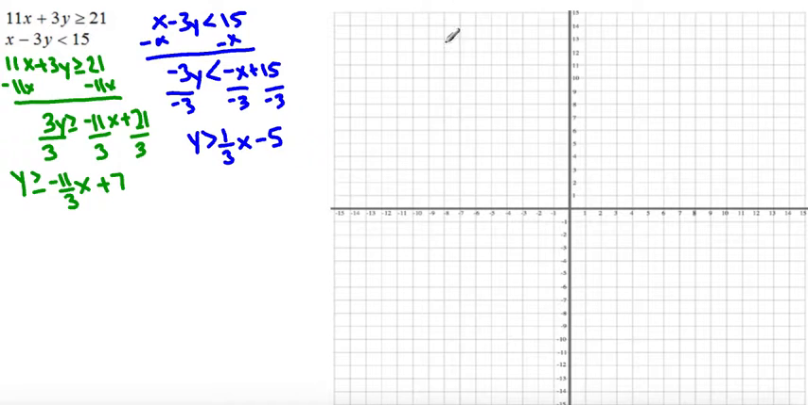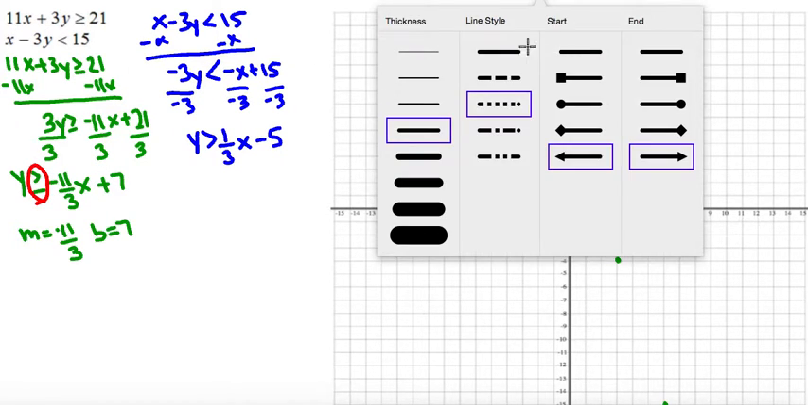Alright, so now I'm going to graph my first inequality. So the slope of the first inequality is negative 11 thirds, and the y-intercept is 7. So I start my graph at positive 7 on the y-axis, and slope is negative 11 over 3, so I go down 11 to the right 3. Okay, and then since my inequality symbol here is greater than or equal to, my line will be included in the solution, so it is solid.